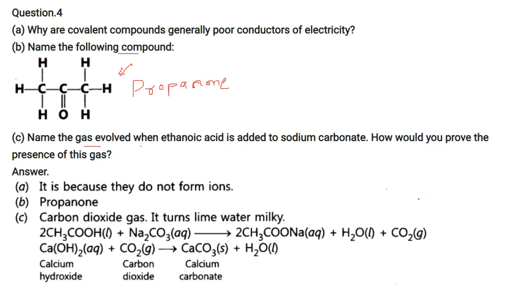Name the gas evolved when ethanoic acid is added to sodium carbonate. How would you prove the presence of the gas? So carbon dioxide gas, how? First we'll see what is happening here. CH3COOH, this is ethanoic acid. When it combines with sodium carbonate, it gives you CH3COONa, and carbon dioxide is evolved. Now, when carbon dioxide is passed through calcium hydroxide, it will give you calcium carbonate. That is why it will turn the lime water milky.